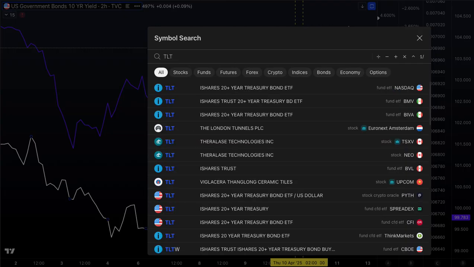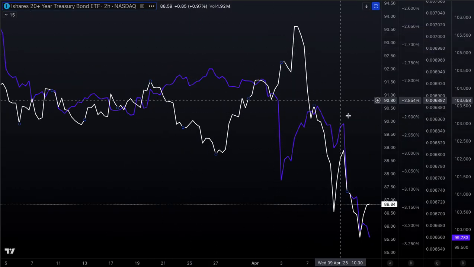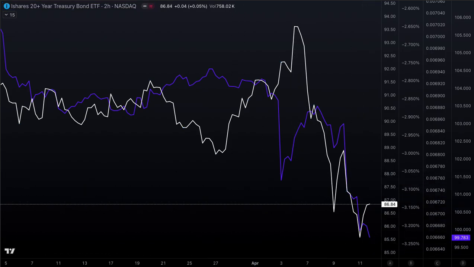I'll do TLT so it's a little bit easier. Because bonds were getting sold and the dollar was getting sold. So I don't see how there couldn't have been at least some degree of foreign selling.